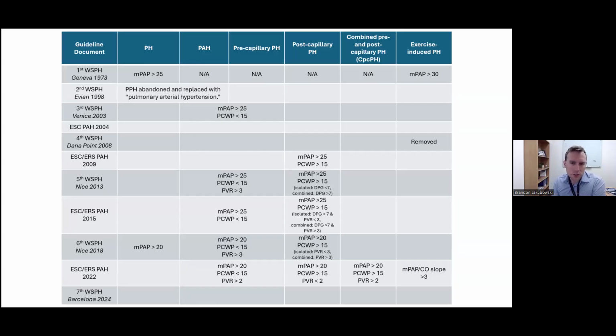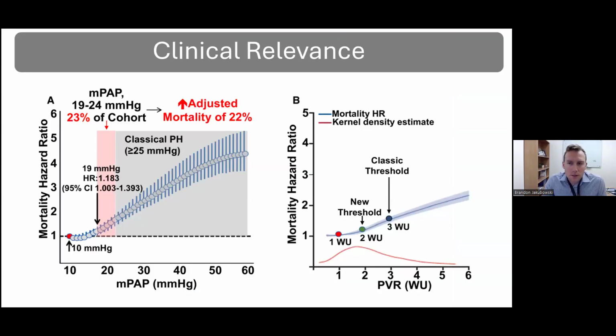And in 2022, we updated this definition to include a mean pulmonary artery pressure greater than 20, a wedge pressure less than 15, and a PVR greater than 2 Wood units. And that definition was not changed in the latest WHO meeting in Barcelona last year. This revision was based on accumulating evidence that the normal resting pulmonary artery pressure is approximately 14 plus or minus 3 millimeters of mercury, with an upper limit of normal around 20.